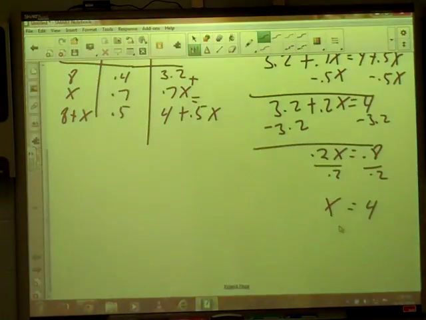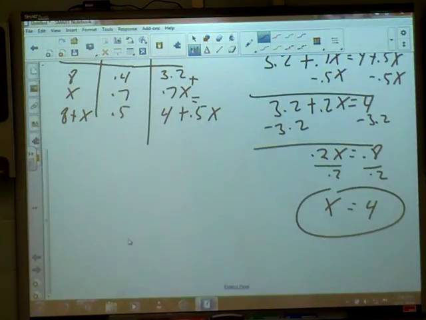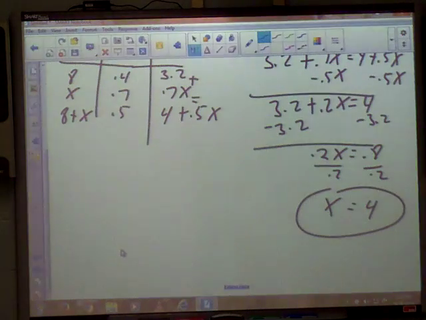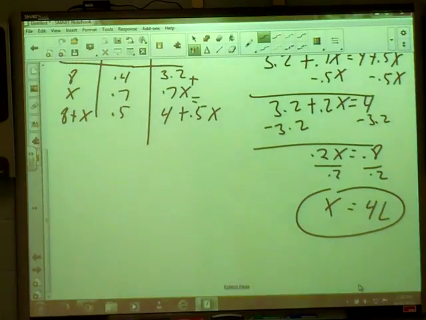Yeah, 4. So what we actually found there is our answer. Let's go back and think about what we actually found. The question said how much of the 70% solution should be used. So we need 4 liters of that 70% solution.